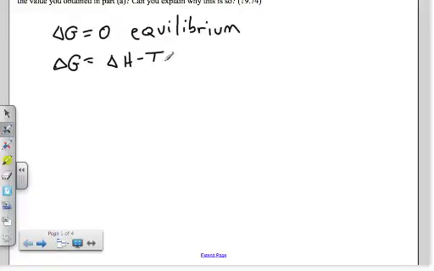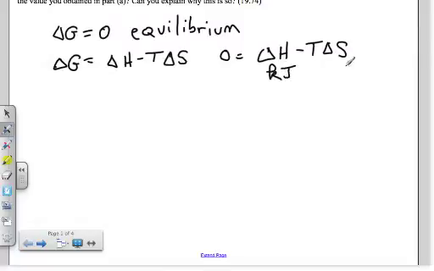Now they're asking for the temperature. We've talked about this in class. If I want to know what is the temperature when delta G goes from positive to negative, or in this case when it's 0, when you're at equilibrium, in both cases you're going to set delta G equal to 0. So 0 is equal to delta H minus T delta S. Reminders: delta H is in kilojoules, S's are in joules, and temperature needs to be in Kelvin.